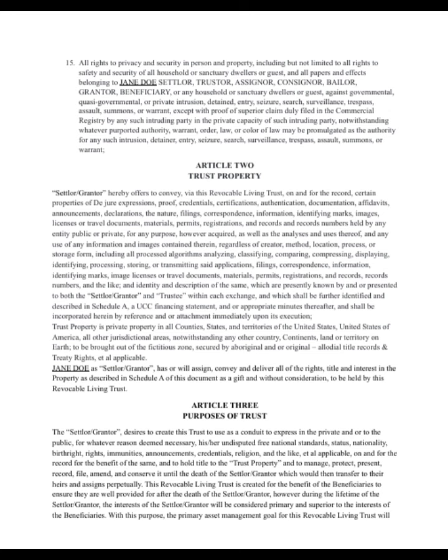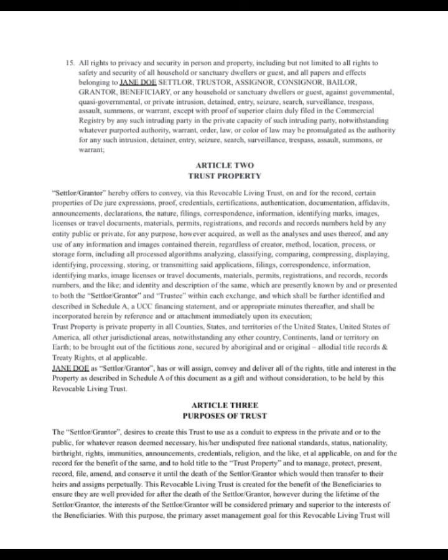Jane Doe, as settlor, has or will assign, convey, and deliver all of the rights, title, and interest in the property as described in Schedule A of this document as a gift without consideration to be held by the revocable living trust. So essentially, what's happening is that you're gifting all of these rights over to this particular trust. Okay. So, Article 3, Purposes of Trust.